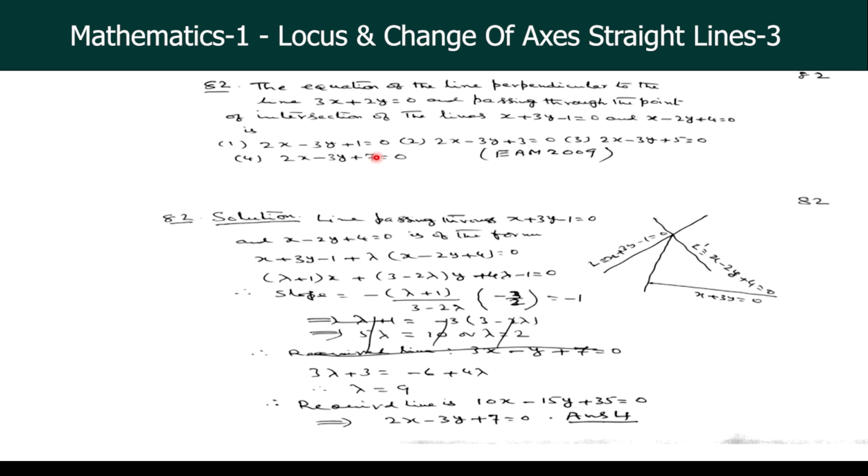Now, this line should be perpendicular to the line 3x + 2y = 0. So the product of the slope of the required line and the slope of 3x + 2y = 0 is equal to -1. That is, -(λ + 1)/(3 - 2λ) × (-3/2) = -1. If you simplify it, you will get λ = 9. Therefore, the required line is 10x - 15y + 35 = 0, or 2x - 3y + 7 = 0, which is option number 4. EAPCET 2009.